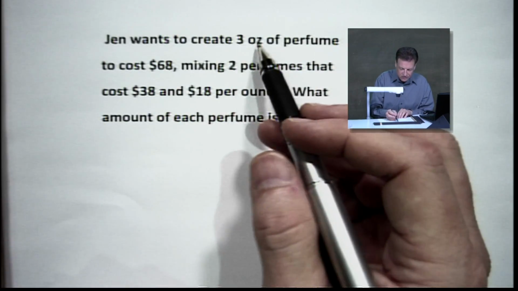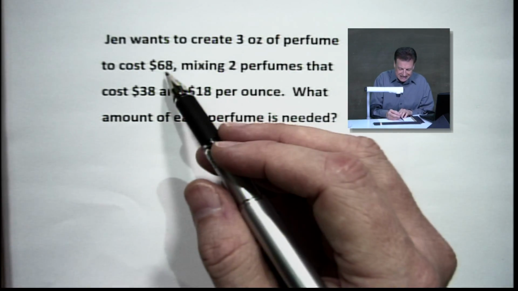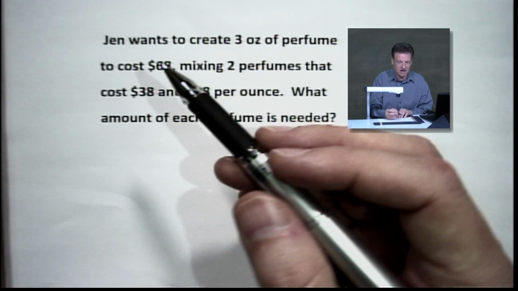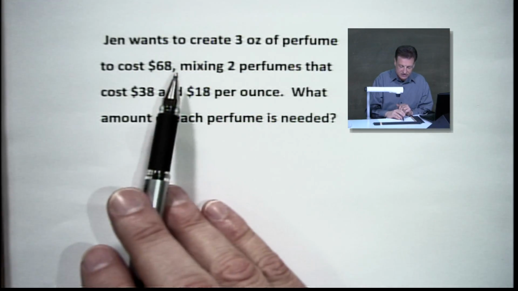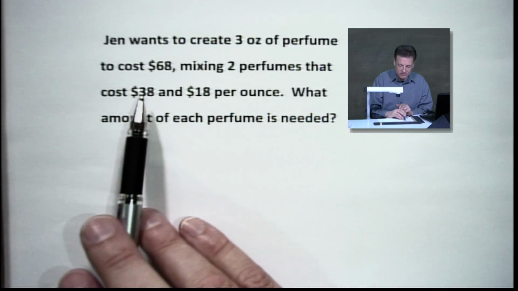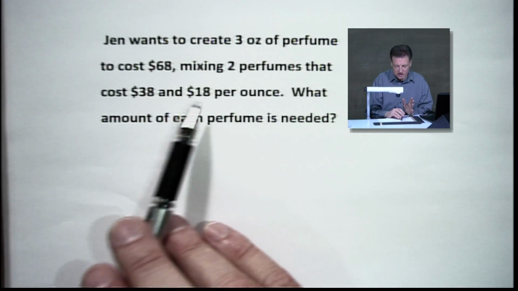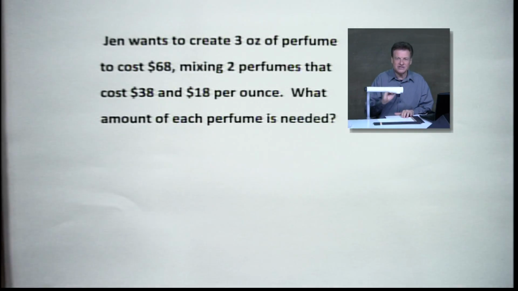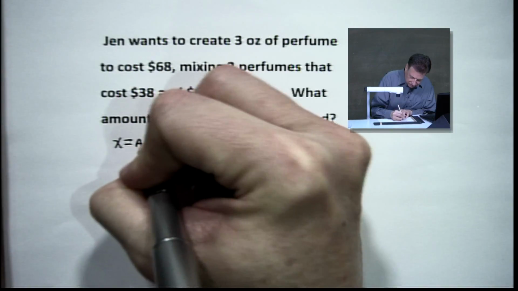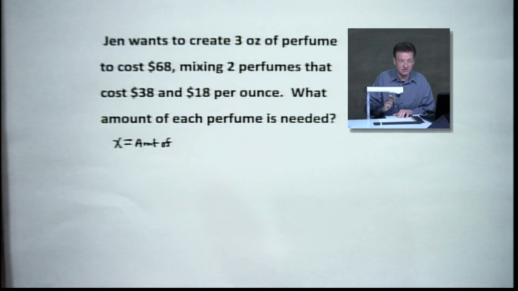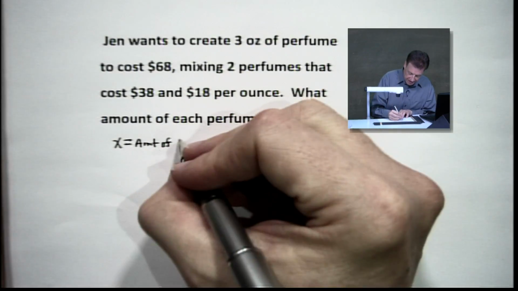It says she wants to create 3 ounces of perfume that cost $68. All right, so we're going to look at $68. We're going to mix 2 perfumes, all right? So the game plan here is 3 ounces and our cost is $68. We mix 2 perfumes. One is costing $38 an ounce. One is costing $18. Let's do a little bit different on this one. Let's use 2 variables. How about let's use X and Y. So let's define it. X is going to be our amount. By the way, this is in ounces, okay? It's going to be our amount of $38 perfume.